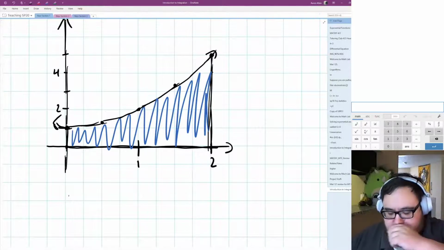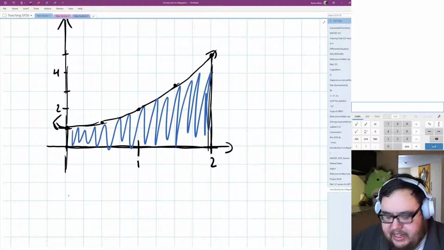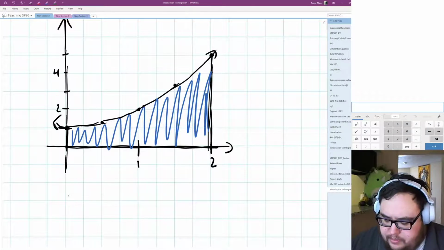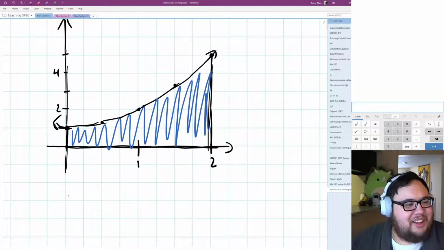So, any ideas on how we can do that? If I just told you, hey, let's estimate this area, what would you do? Numerical integration. Say we could split it into chunks and then solve for the area of each one. That sounds suspiciously like someone who's seen this before.